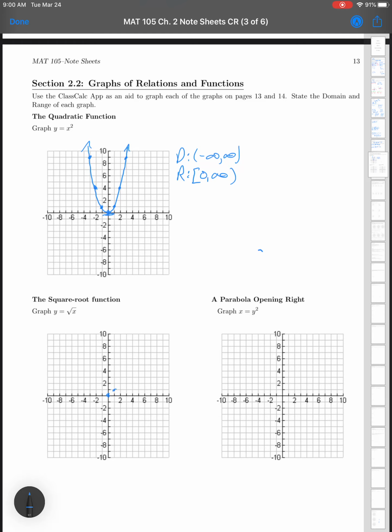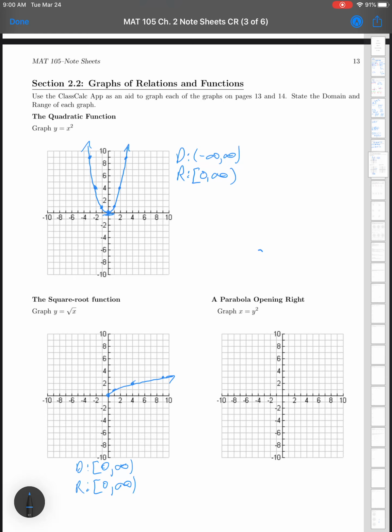The second function here, the square root, looks kind of like half a parabola on its side. So it looks like this. In this case, we can see that there is a farthest to the left option, so the domain would be 0 to infinity. And once again, there is a lowest option, so the range would also be 0 to infinity. So far, those are both functions, hence the name function at the end of their title.